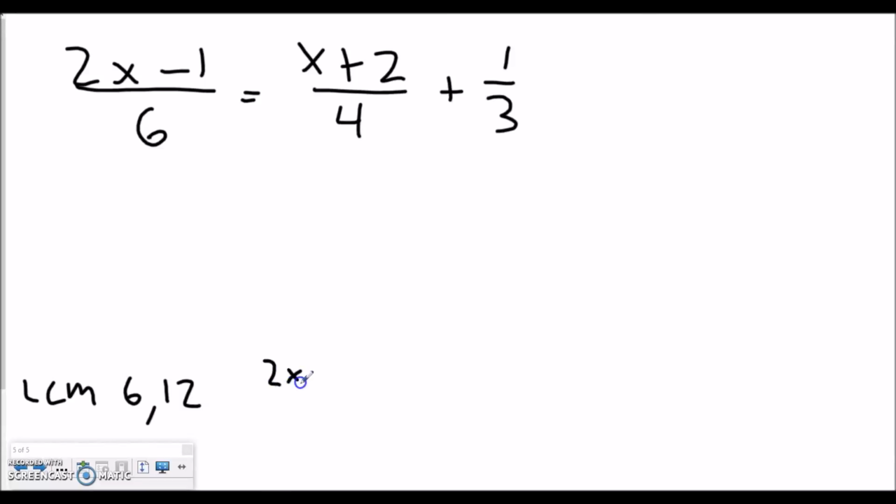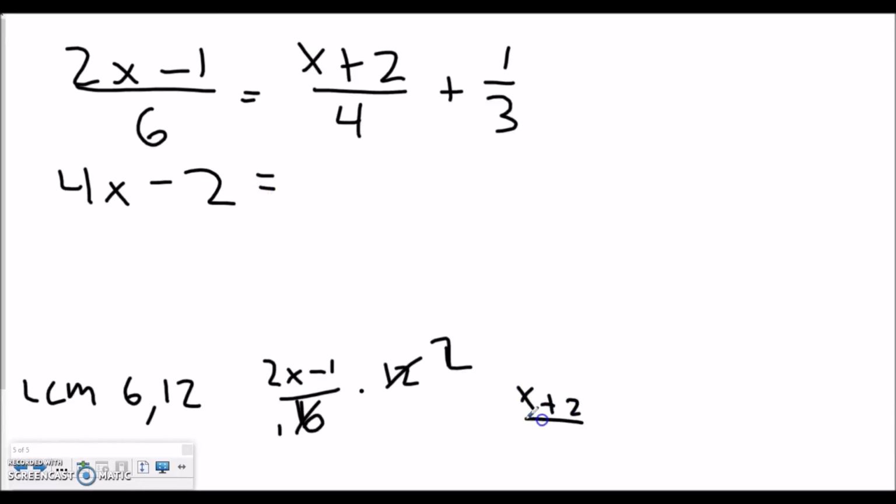We'll have to be a little more careful on this one. 2x minus 1 over 6 times 12. That reduces to 12 and 1, I'm sorry, to 2 and 1. 2 times 2x is 4x. 2 times negative 1 is negative 2.